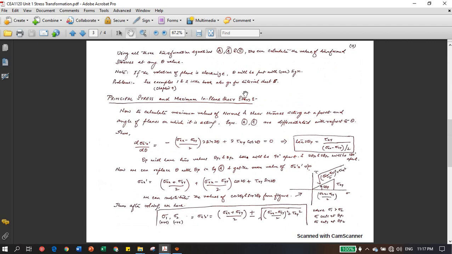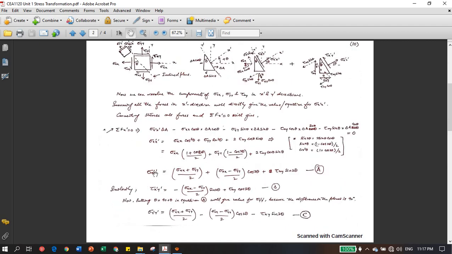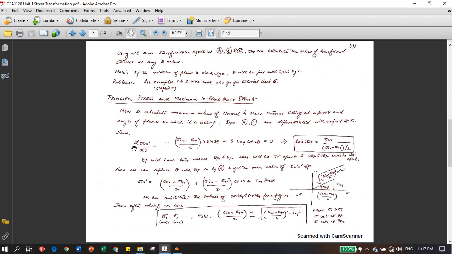So how do we calculate the maximum amount? This equation gives you the transformed stress, and now we will calculate the maximum value of the normal stress. So we are going to differentiate these two equations with respect to theta, and what we get is the value of theta at which the normal stress will be maximum. So tan 2 theta p is equal to tau x upon (sigma x minus sigma y) by 2.